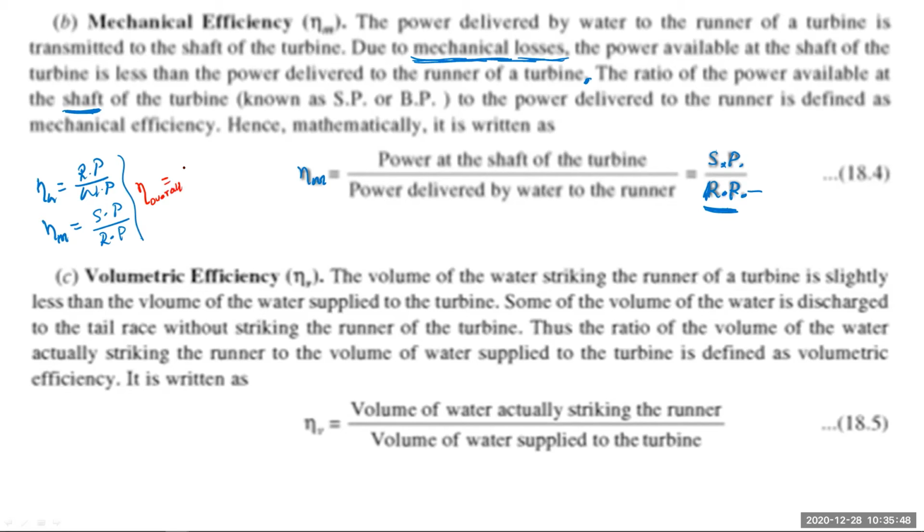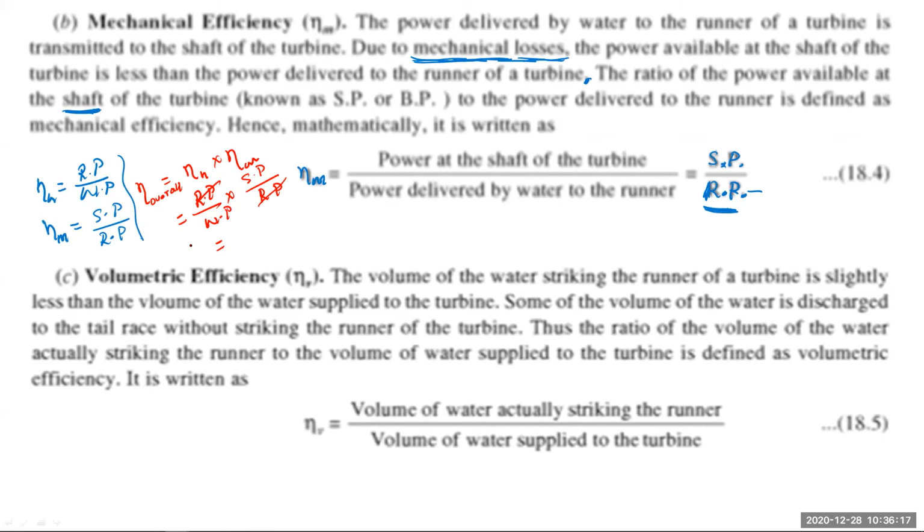Overall efficiency, I will write as eta hydraulic into eta mechanical. What is your eta hydraulic? Runner power upon water power, into this is your shaft power upon runner power. So the runner power will be cancelled and you will get shaft power upon water power. Just for your memory, I am telling you the overall efficiency.